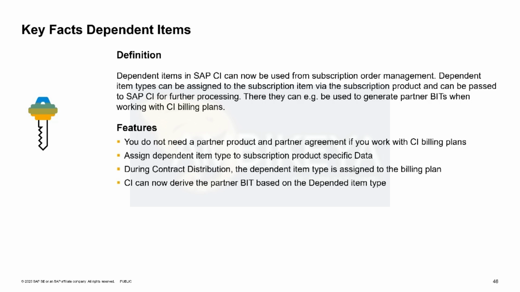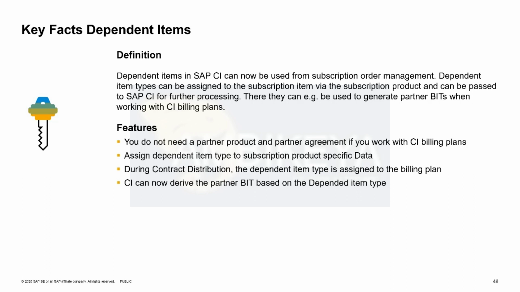Now CI can derive the partner bits or the dependent bits, which are based on this dependent item type. And if I create now a bit via a billing plan, then I will maybe receive, if the rules apply, also a second bit for a partner.